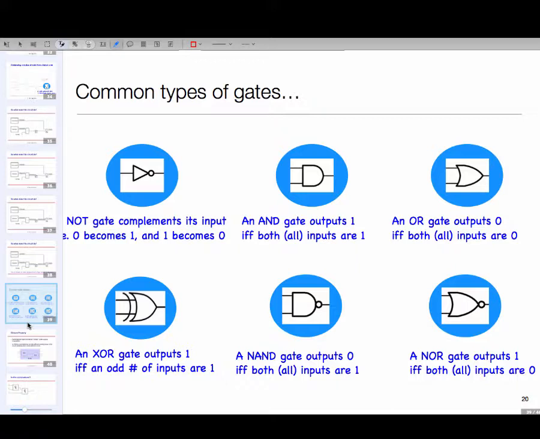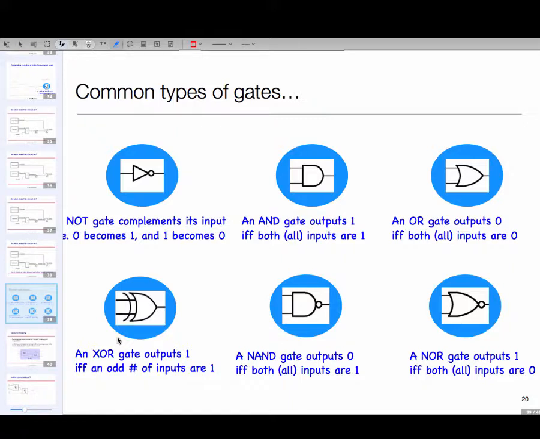And likewise, on the bottom right, we have the NOR gate, which is nothing but the OR gate followed by an inverter, which is basically saying its output is 1 if and only if all its inputs are 0. So those are straightforward mappings, but the one at the very bottom left is the so-called XOR gate.